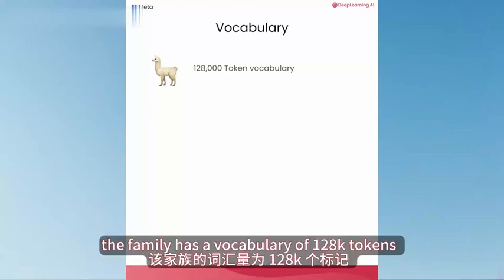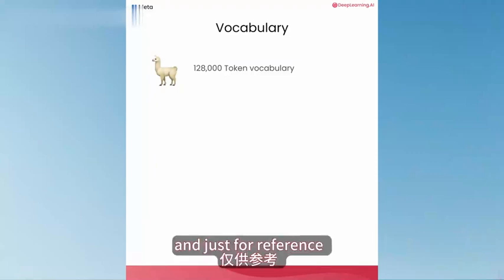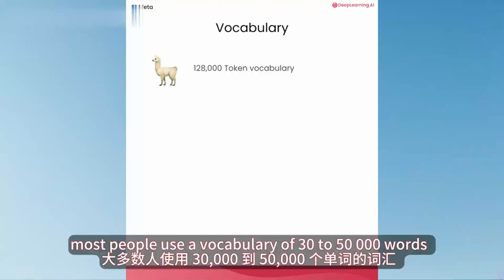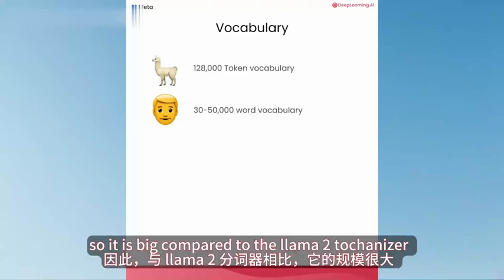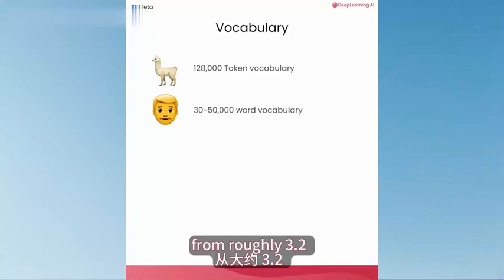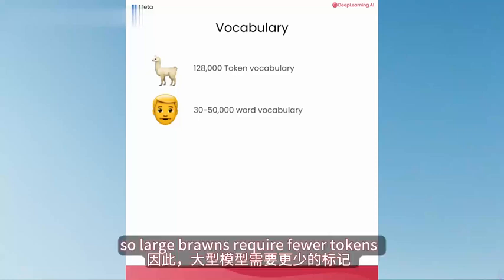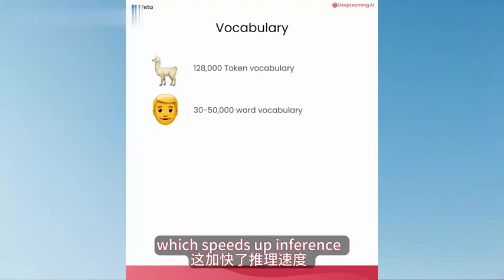The family has a vocabulary of 128K tokens. This is 4 times more than Llama 2. And just for reference, most people use a vocabulary of 30 to 50,000 words. So it is big. Compared to the Llama 2 tokenizer, the new tokenizer improves compression rates on a sample of English data from roughly 3.2 to 4 characters per token. So large prompts require fewer tokens, which speeds up inference.